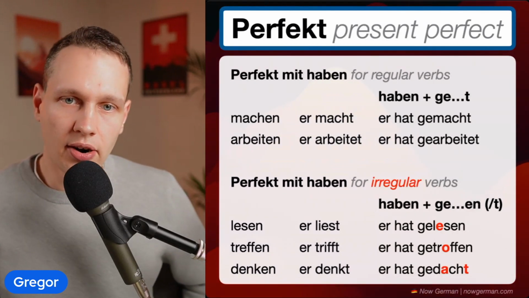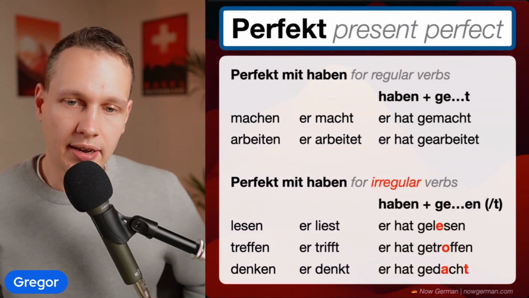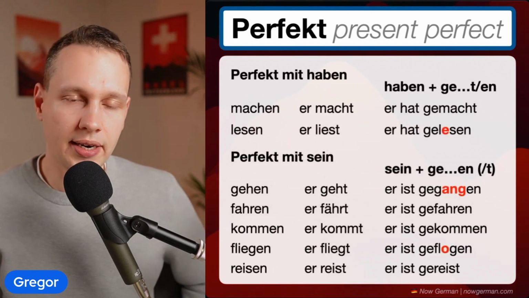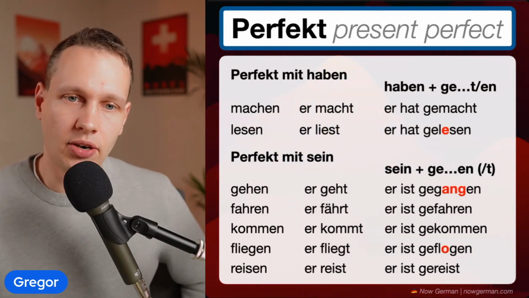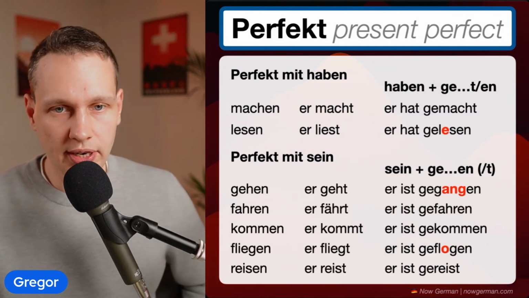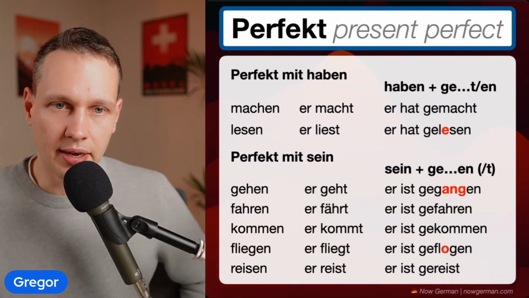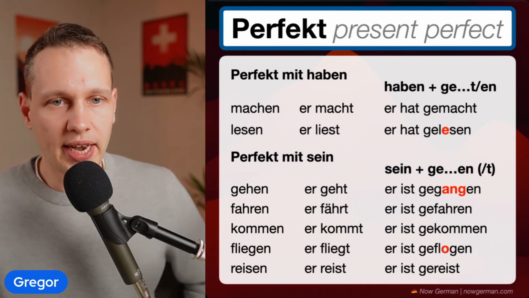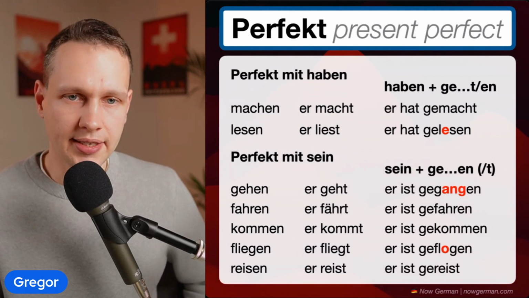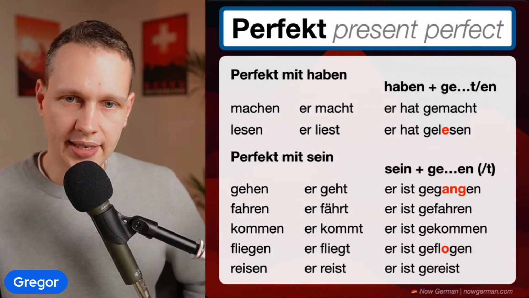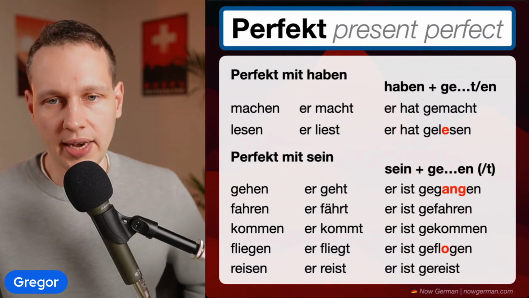All right, and so these are irregular verbs. But next, let's look at another thing that you also need to know in German, and that is that not all verbs conjugate with haben as the auxiliary verb, but some also conjugate with sein, to be. So let's briefly review. We had, for example, machen, macht, hat gemacht. Lesen, to read. Lesen, liest, hat gelesen. So these conjugate with haben.